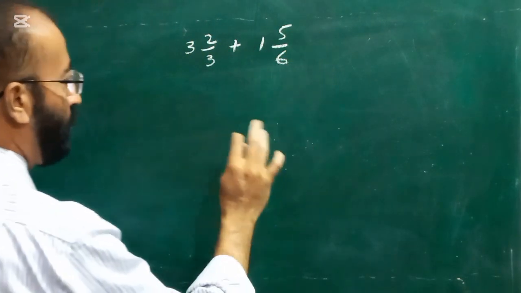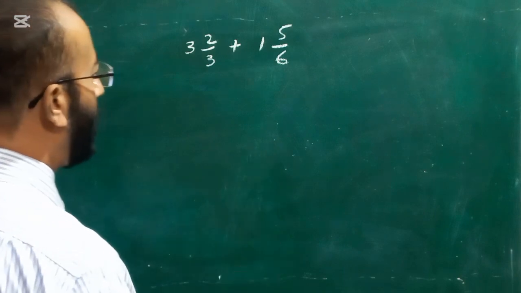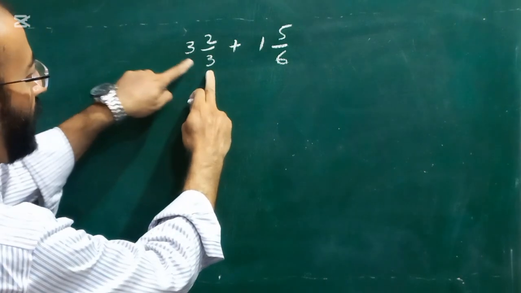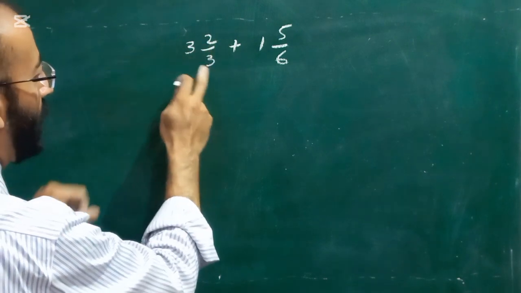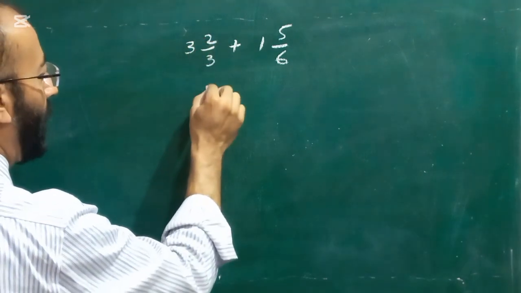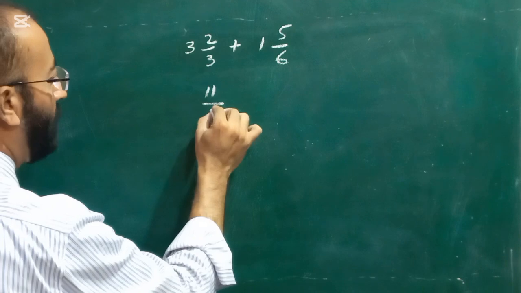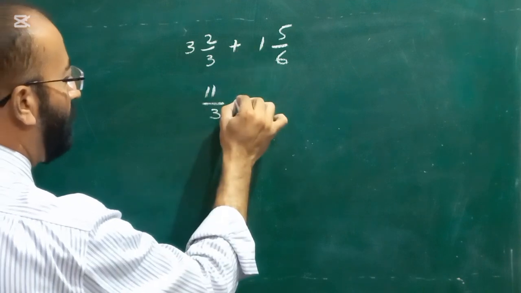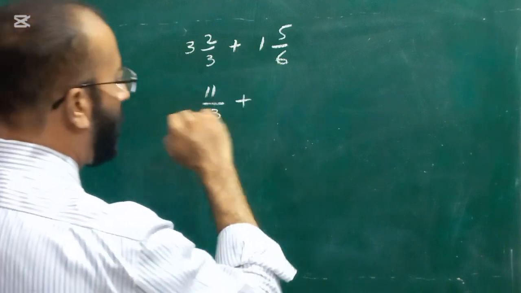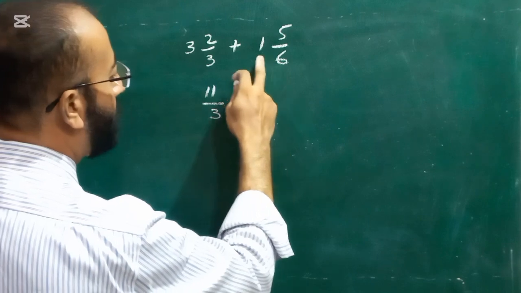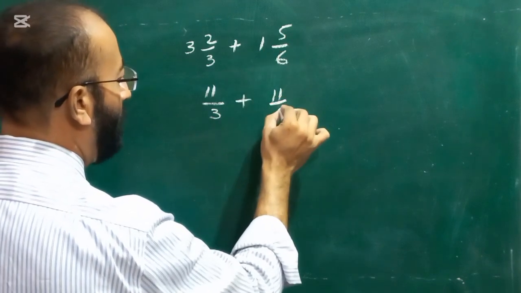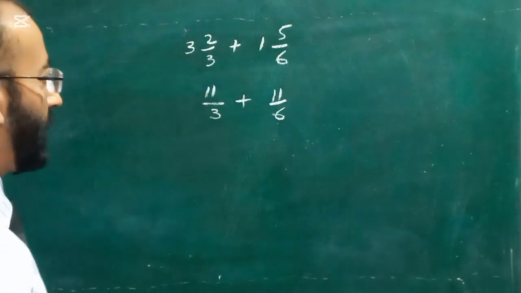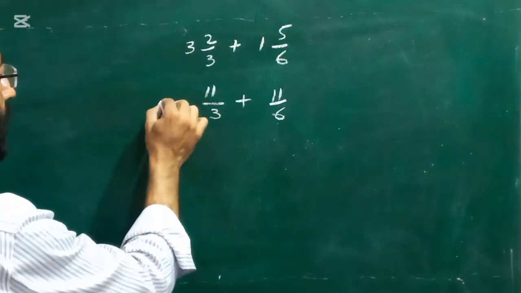So the second method, that is called the direct method, is to multiply the denominator with the whole number part. 3 3s are 9 and then add the numerator. So 3 3s are 9 plus 2, 11. This denominator will remain as it is. Plus sign will remain as it is. Same thing will be applied here. So 6 1s are 6 plus 5, 11. Divided by 6 will remain as it is. So this is the step now.